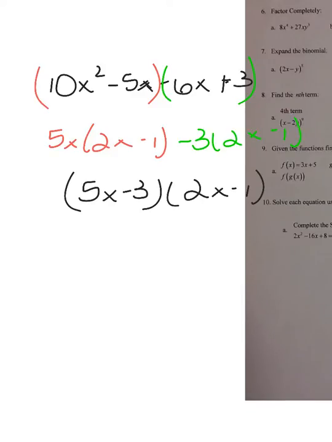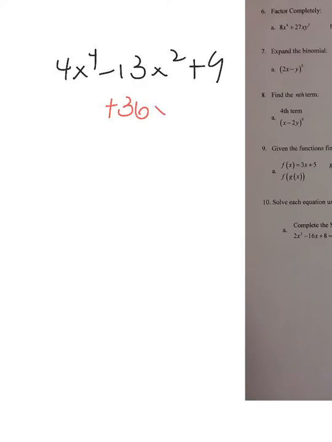Okay, so let's take a look at 6D. So 6D is 4x to the 4th minus 13x squared plus 9. So there's no GCF, so it's trinomial. I multiply the first times the last. I get positive 36x to the 4th. So what multiplies to 36 and adds to 13, that's 9 and 4. So that's 9x squared and 4x squared.